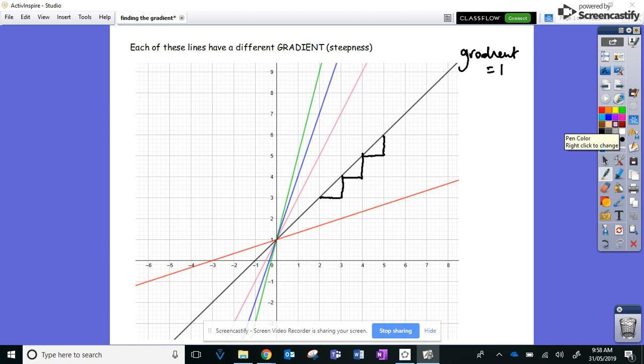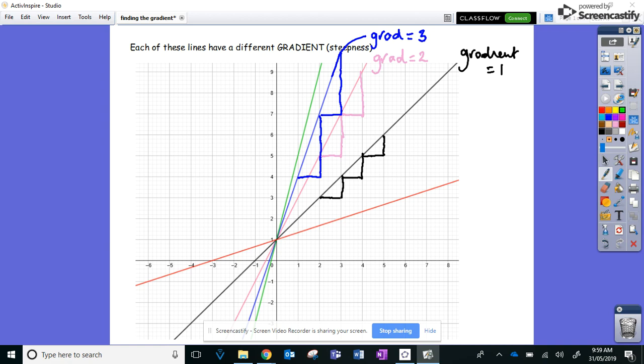Let's look at the pink one. Every time I take one step across, I actually need to go up 2 spots. One step across, 2 steps up. So this pink line has got a gradient equal to 2. The blue line, it's a bit hard to see amongst all the other drawings, but if I go across one here, I need to go up 1, 2, 3 spots. Across 1, up 1, 2, and if I'd continue my graph, it would be 3. So this blue line has got a gradient equal to 3.